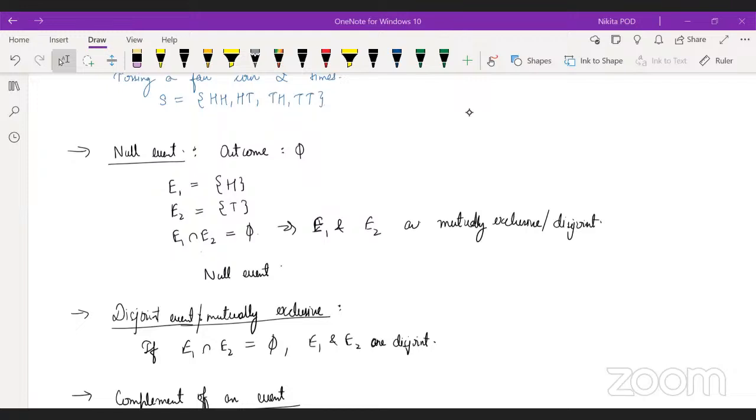For now you just need to know that when you're talking about a fair coin, it means probability of head equals probability of tail, which is 0.5. When we are talking about fairness of a die, probability of 1 equals probability of 2 equals 3, till probability of 6, each should be 1 by 6. That's all you should know for now.